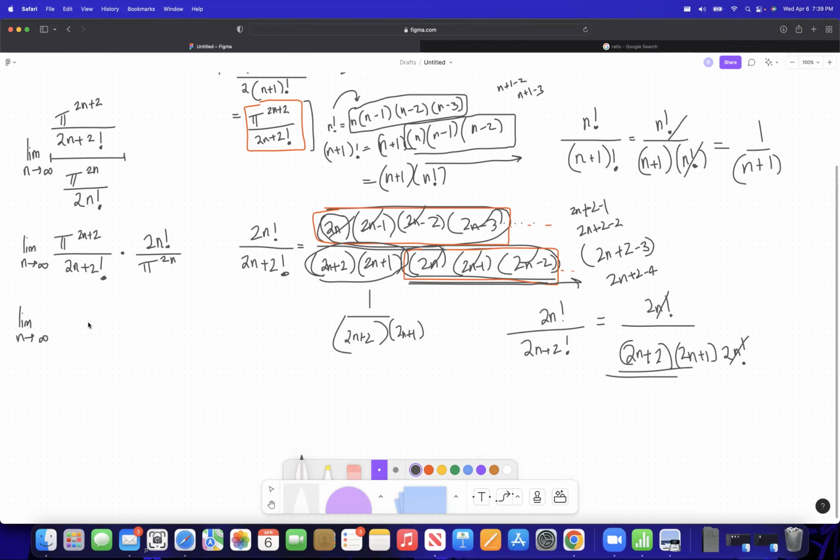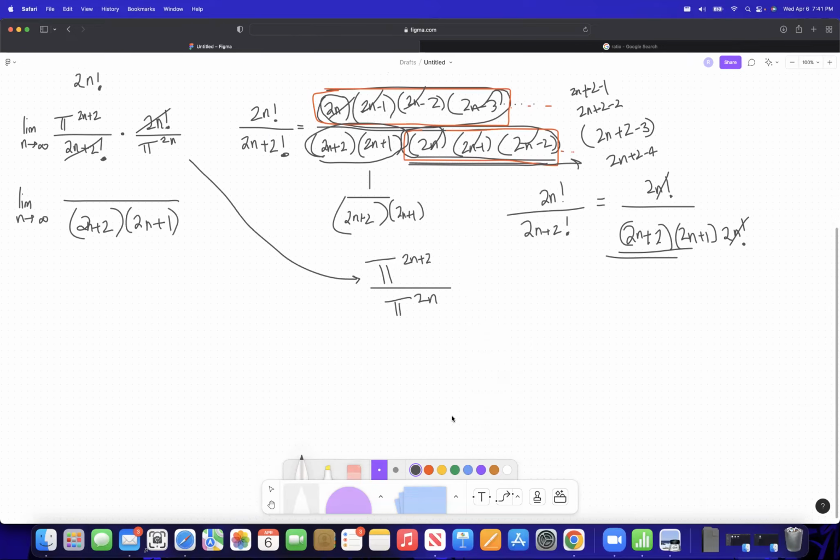And what we see is that this and this cancel out, and we are left with 2n plus 2 over 2n plus 1. So 2n plus 2 over 2n plus 1 in the bottom. Now, what do we have here? Well, let's do the same thing here. We'll isolate these guys, the pi to the 2n plus 2 over pi to the 2n, right?